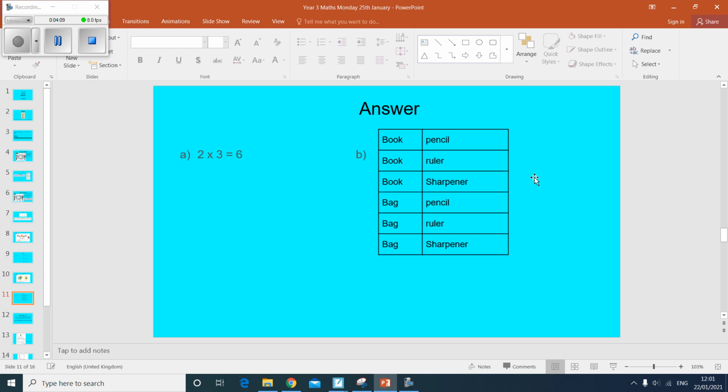Okay, so here are the answers. We've got part A, which is 2 times 3, which equals 6 different combinations. And then for B, we can see my chart here, which shows the 6 combinations.